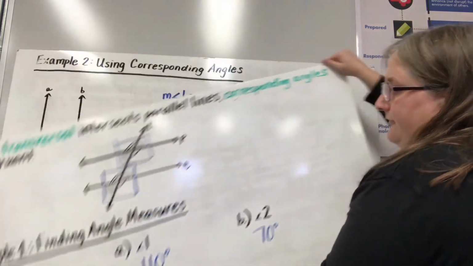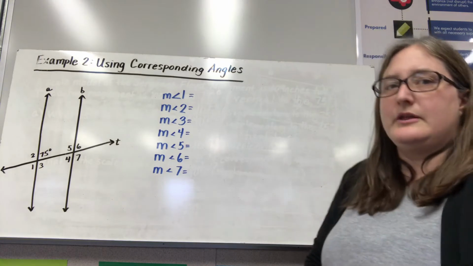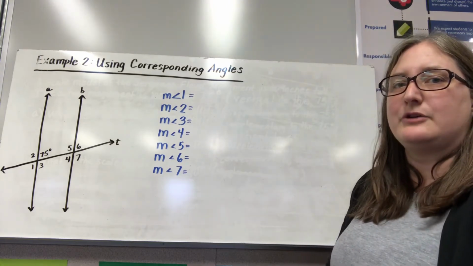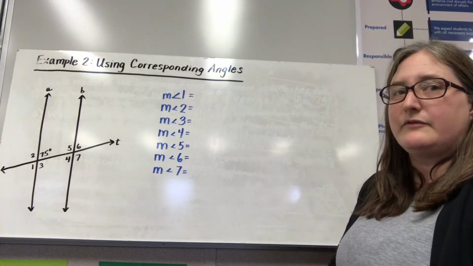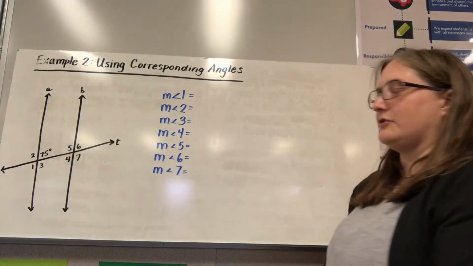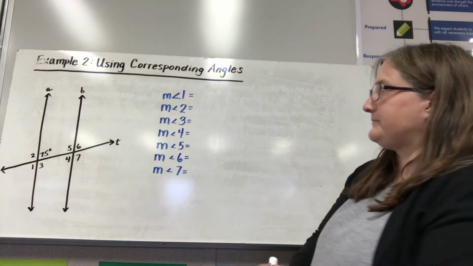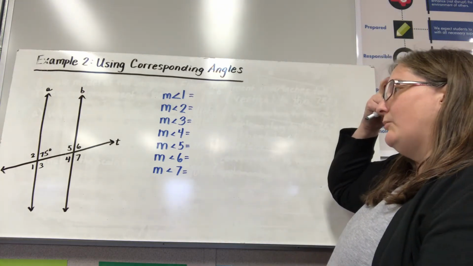Sometimes you're going to be asked to find more than just two angle measures. So in this picture, I'm being asked to find the measure of 7 angles, and I'm only given one angle's measure. I only know this angle right here is 75 degrees. So let's start trying to find the other angle measures. So let's start with angle 1.